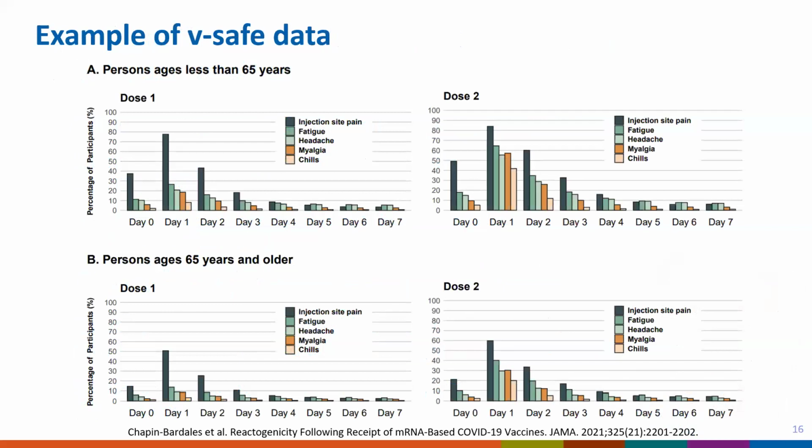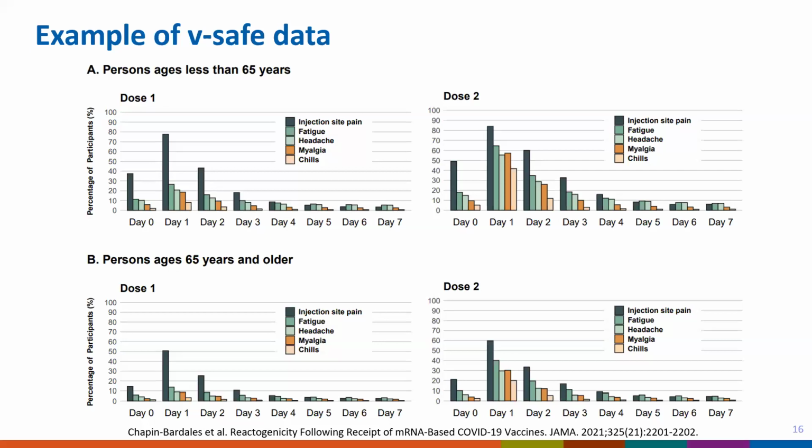And here's just an example of the data compiled by vSafe. It was fairly simple but informative. In this figure, the first row was for vaccinees 65 or older, and the bottom was for those younger than 65. The y-axis was the proportion of vaccinees, and the x-axis was the days following vaccination, starting with day 0. The bars represented the proportions of mild adverse events: injection site pain, fatigue, headache, chills.